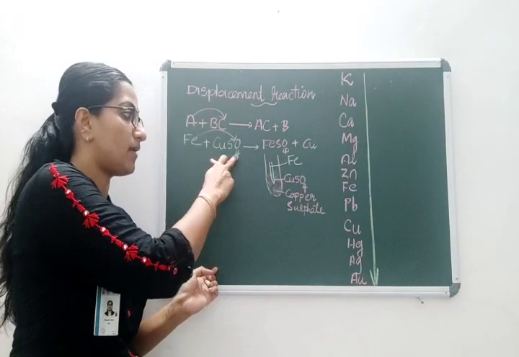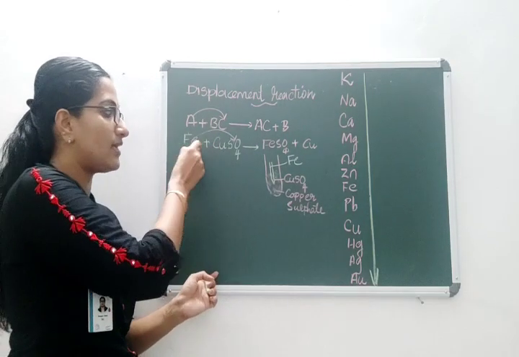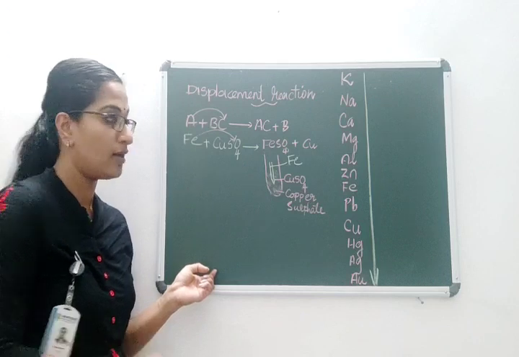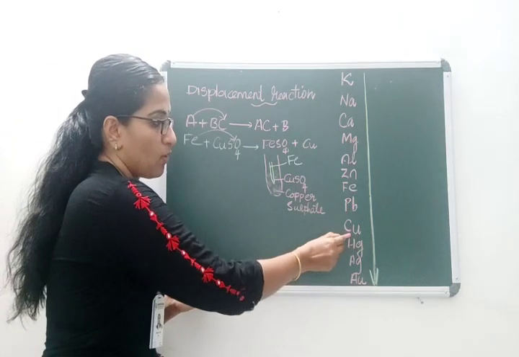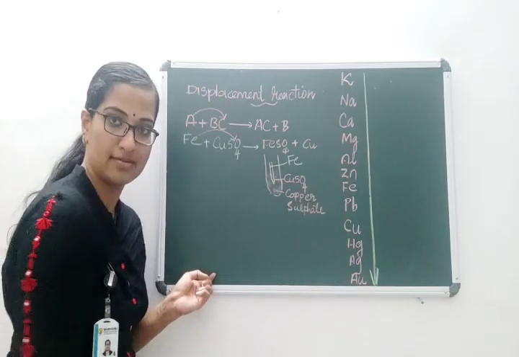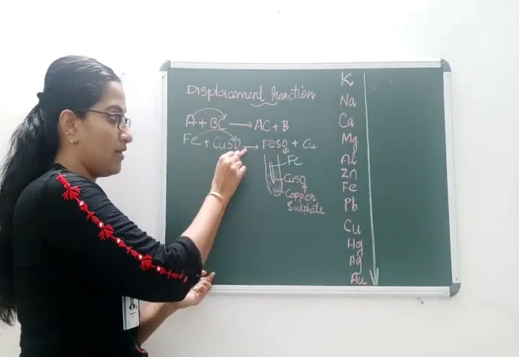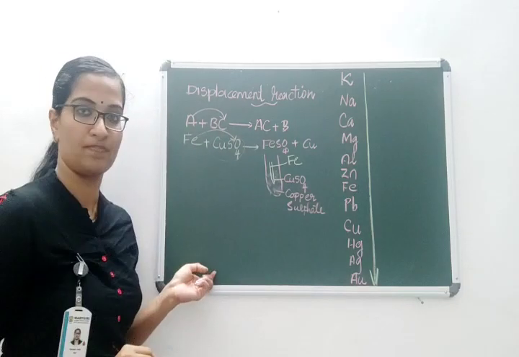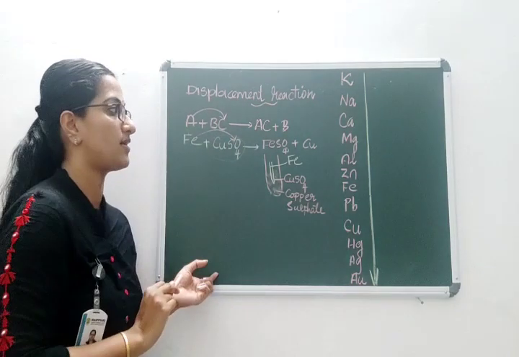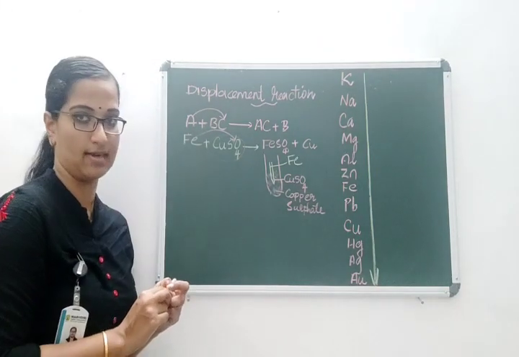Why is copper displaced from the solution? Because copper is less reactive than iron. Look at the place of copper. Copper is here. It is less reactive compared to iron. So, iron is capable of replacing copper from the copper sulfate solution. This sort of chemical reaction is known as displacement reaction.